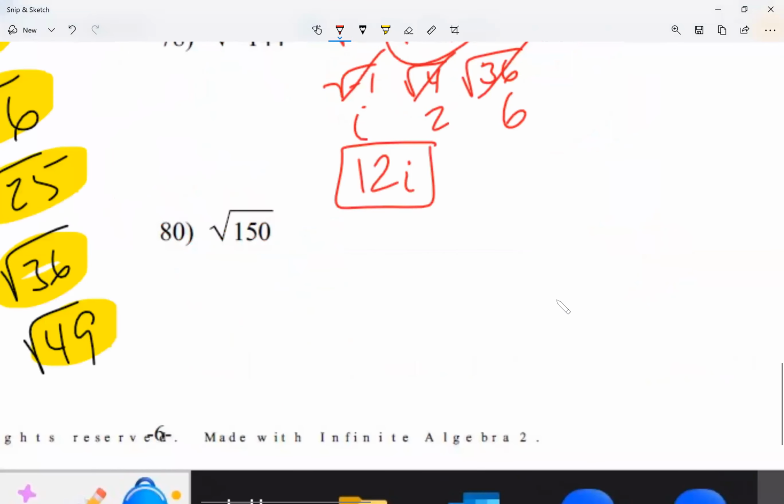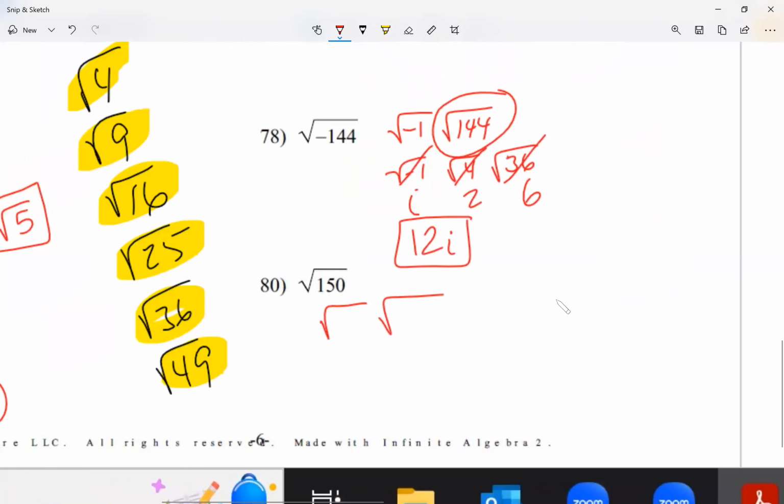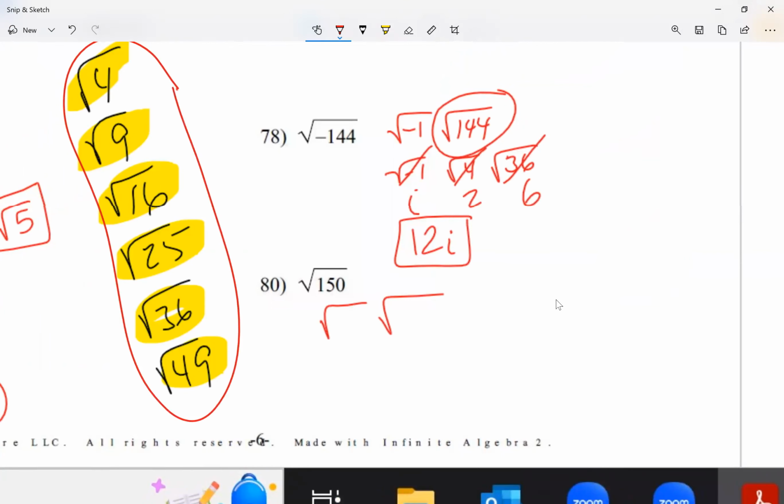Lastly, let's take a look at number 80. Now this one, I'm not going to factor a negative 1 out. This is just a positive. So I'm just going to break this into two radicals. Two numbers that multiplied equal 150. Do not think 15 times 10. I know 15 times 10 is 150, but remember I said one of my numbers has to come from this list. So 10 times 15 doesn't work.